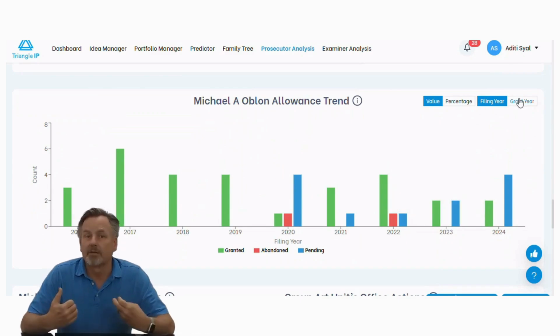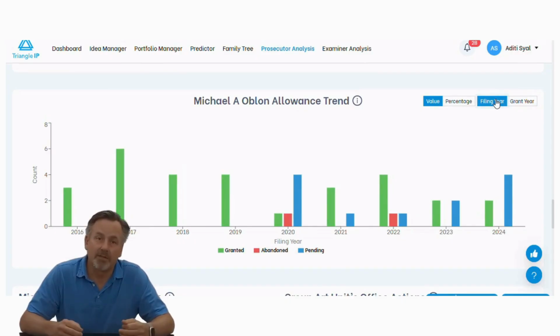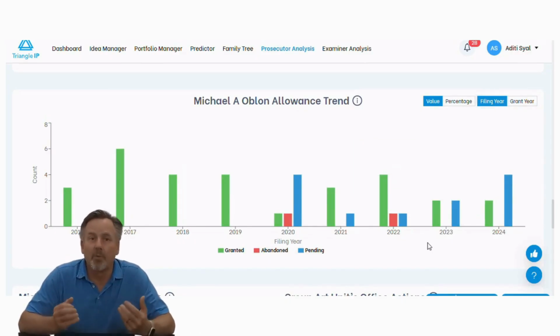Now, a strong historical average can hide recent changes. An attorney who is performing really well 3 or 4 years ago might be struggling today. Or the opposite, someone inconsistent before might have really sharpened up recently. The trend view is how you catch that before you commit.